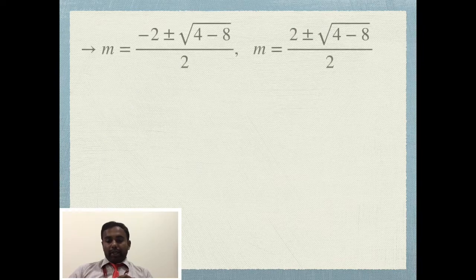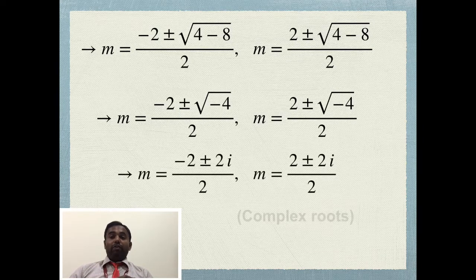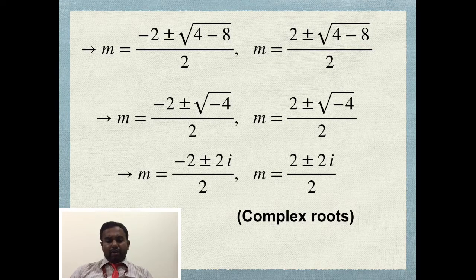Now solving the two quadratic equations using the same logic of minus b plus or minus square root of b square minus 4ac divided by 2a, I am getting two different complex roots for m, minus 2 plus or minus 2i by 2, and the other root is 2 plus or minus 2i by 2. Of course 2 can be taken out as common, and we can just cancel it by the denominator 2, and then we can observe both the roots are complex and they are different.